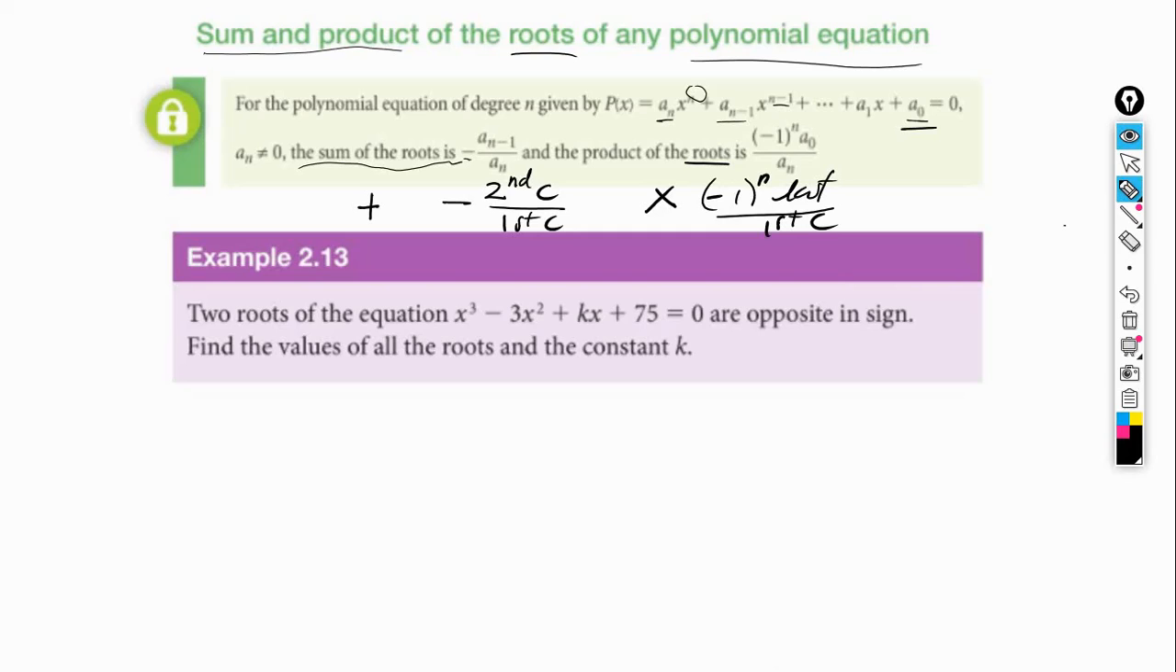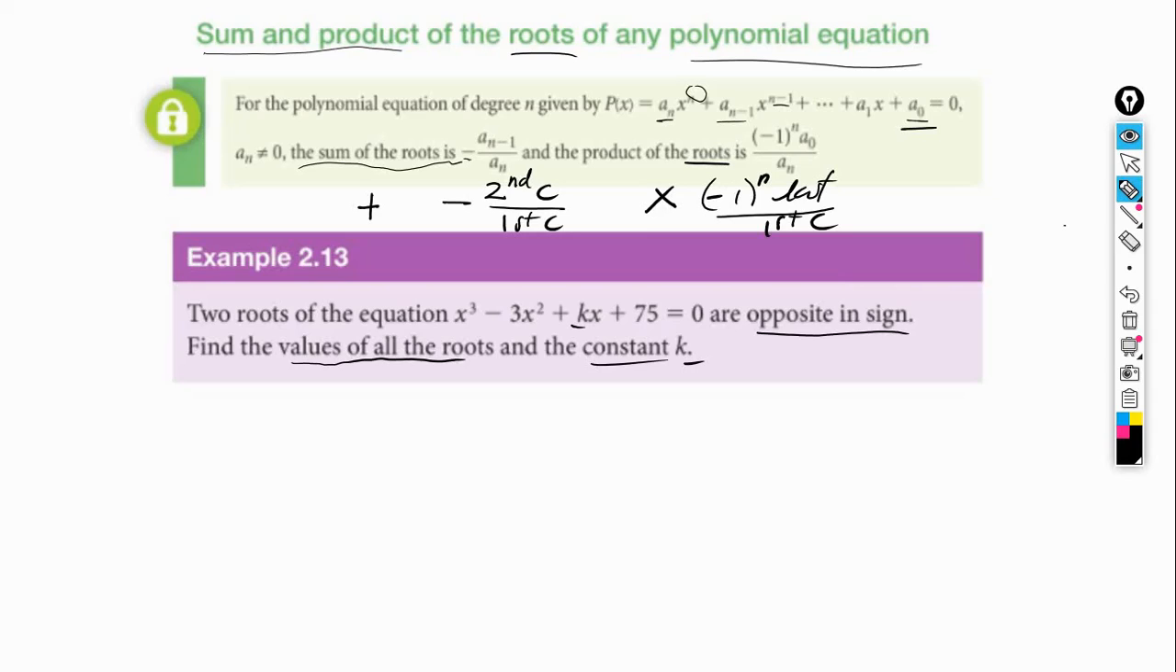So now we can use this to solve example 2.13. And it says 2 roots of the equation x cubed minus 3x squared plus kx plus 75 equals 0 are opposite in sign. So 2 roots are opposite in sign. Find the values of all the roots and the constant k. So this is a very typical IB exam problem.